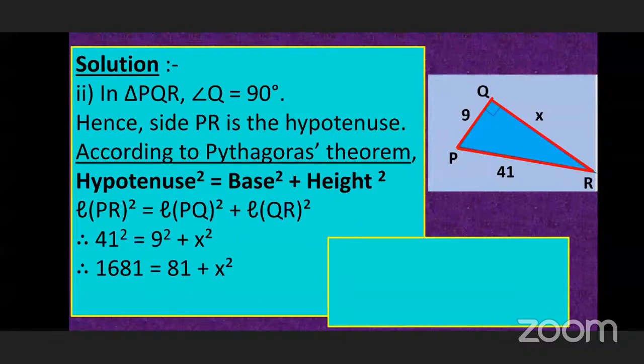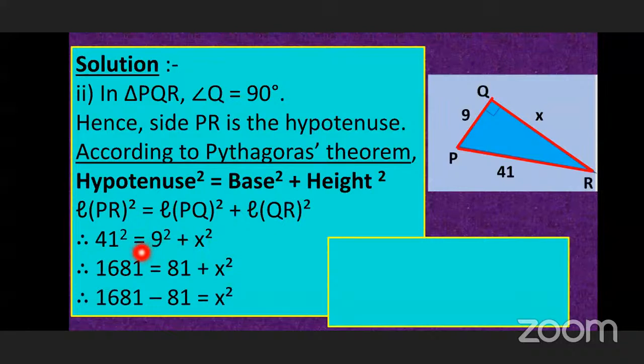Now see, children, we have to find out the value of this variable. So what we will do? We will keep these numbers on the left hand side and the variable on the right hand side. This also we can do. And one more thing we can do is that we can take the variable on the left hand side and we can keep these numbers on the right hand side.